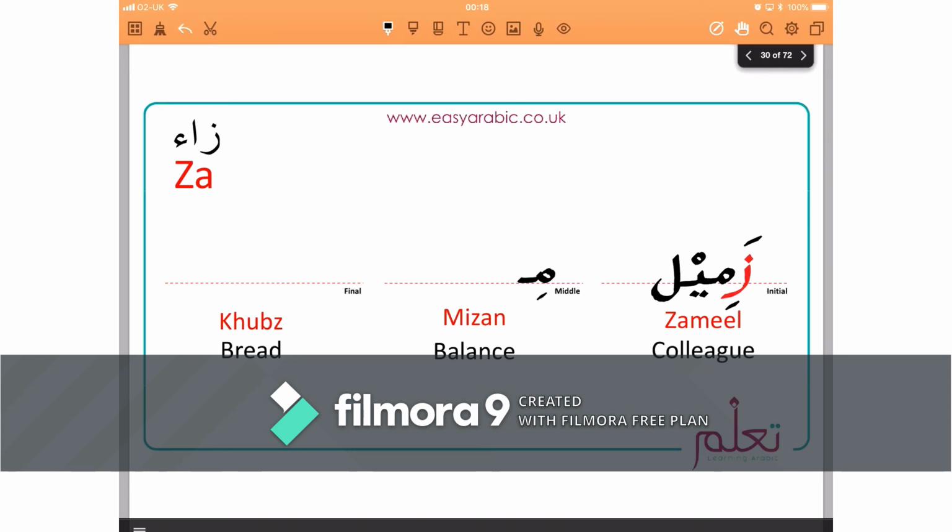Next we have mizan, which is the scale. Yeah, mi. Then we have the ya. Then we have the za with the nukta. Then we have the alif. And then we have the noon. Zan. The last one is khubz, which is bread. Kha. Then we have the ba, and then we have the za, khubz.